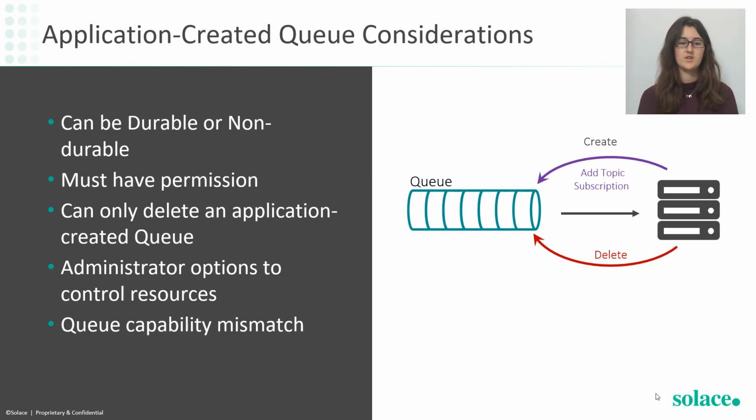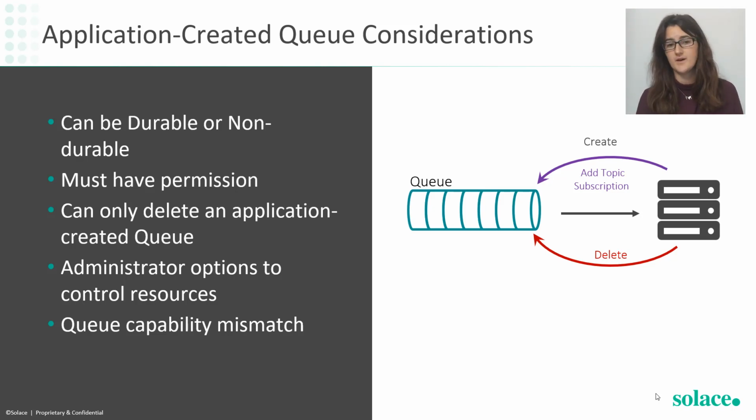The final piece there, queue capability mismatch. If your client application is trying to create a queue and you've already previously run the same application, you've modified a couple things. If that queue still exists on Solace and they try to recreate that queue, they could hit an issue because of that capability or property mismatch. So that's something to just keep in mind. Make sure if you're consistently creating a queue that will stay on Solace, the properties are the same across.